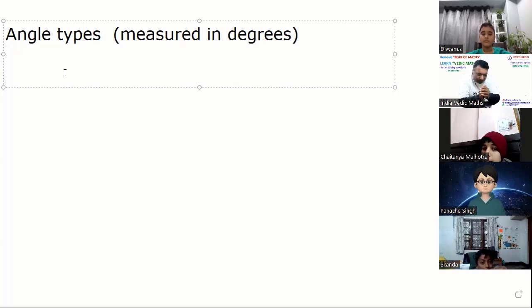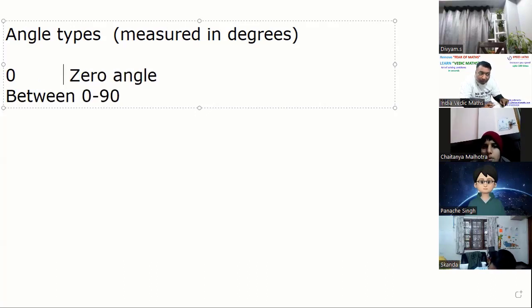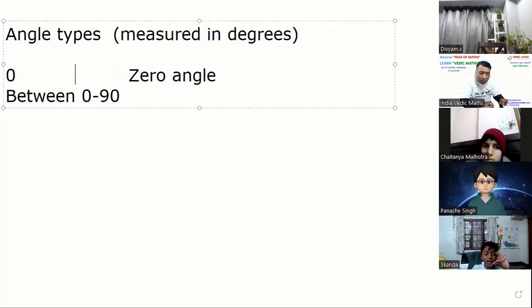Angle types. When it is just 0 degrees, it is known as a zero angle. When it is between 0 and 90, meaning lesser than 90 and more than 0, it doesn't mean it is 90 or 0. More than 0 and less than 90, what we call it is an acute angle.